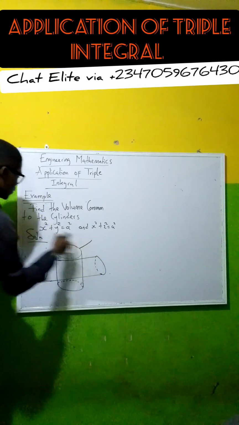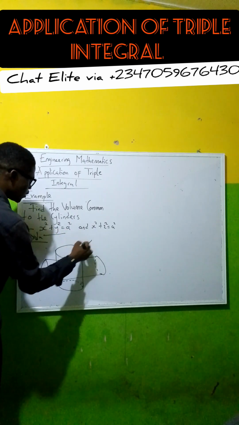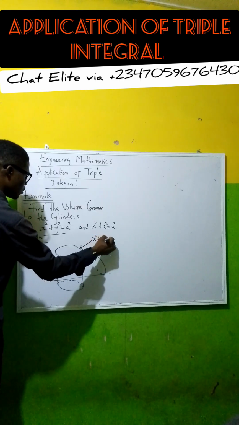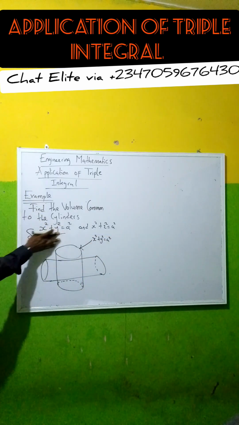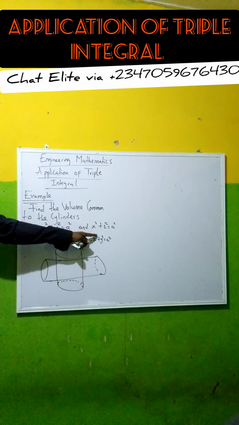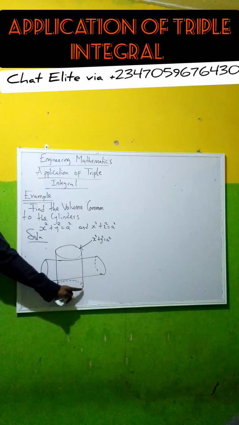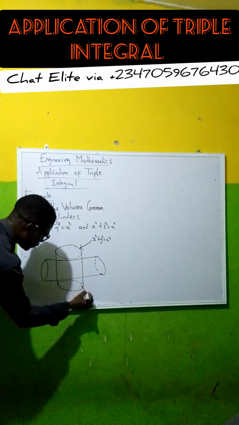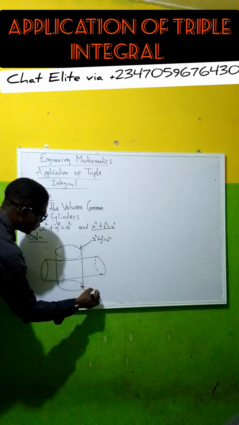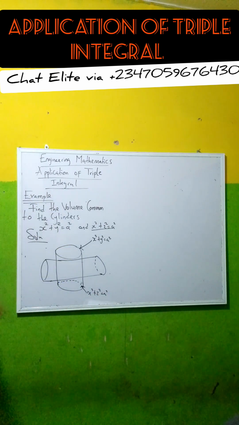So I can decide that this is the first cylinder, like it is given in the question. What do we have? We have x squared plus y squared equals a squared. So let this place be my x squared plus y squared equals a squared. Is that clear? Then what is the second cylinder? This is what we are given. We are going to place it at this junction. So the second cylinder is x squared plus z squared equals a squared. So it can be at that point.